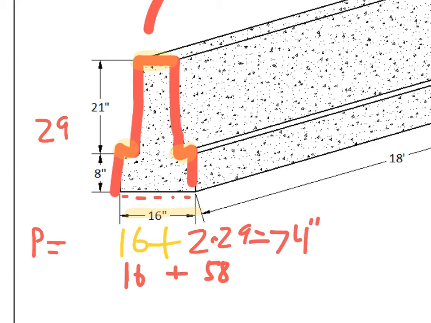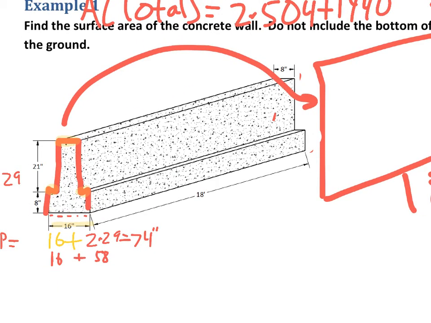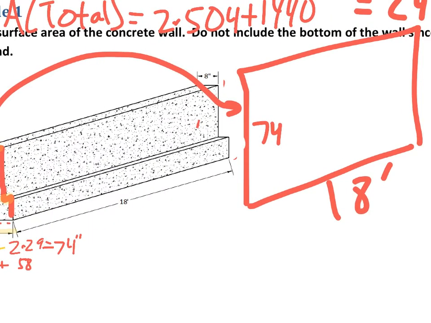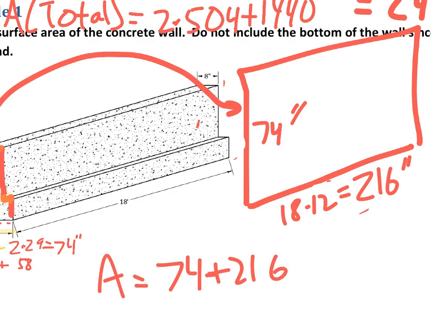So that's 74 inches. So what that means is we're going to find this lateral face is going to be 74 by 18 feet. We better change that 18 feet to inches so that everything is in inches here. And that's going to be 216 inches. So the area here is 74 times 216. I'm going to leave that alone for a second. That's the area around that.